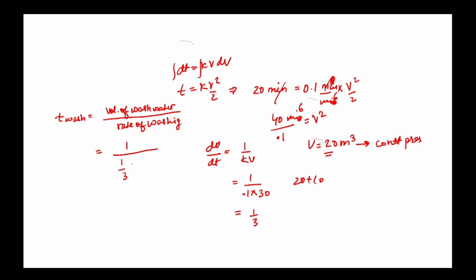And the volume of wash water used is the same as the volume of the filtrate, that is 30 meter cube, and this will give the value of meter to the power 6 per minute. So meter will cancel out, it will give 90 minutes. So we have calculated T wash, we have calculated the rate, and we have calculated the volume in the pressure. So this is the question.